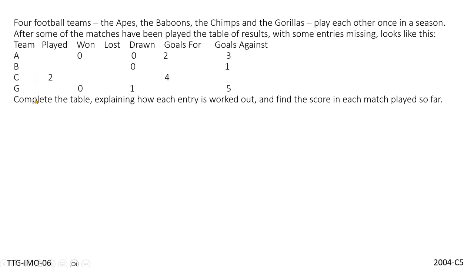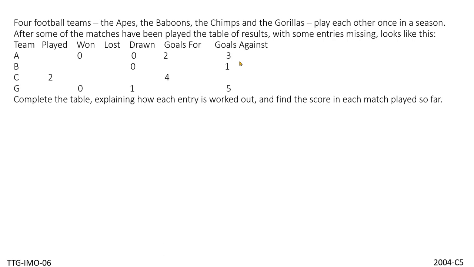Now you need to complete the table, explaining how each entry is worked out, and find the score in each match played so far. In each of the matches played so far, you have to find the score as well, and you have to fill in all the blanks. Are you okay with the meaning of the question before we move forward?